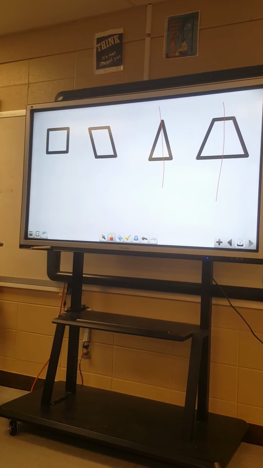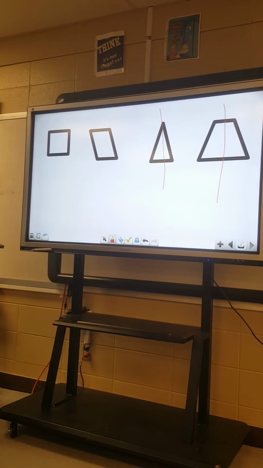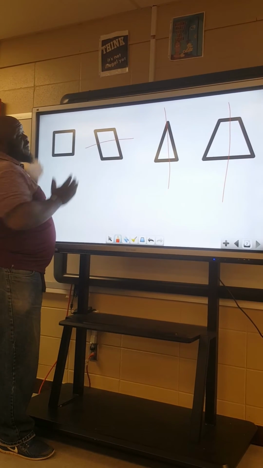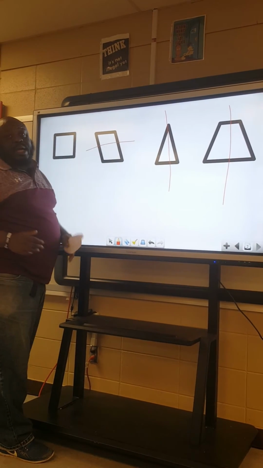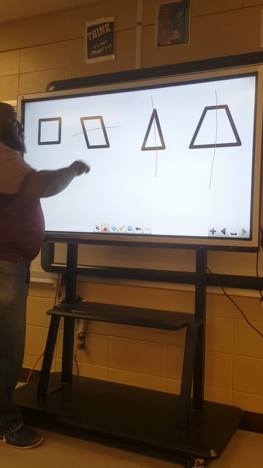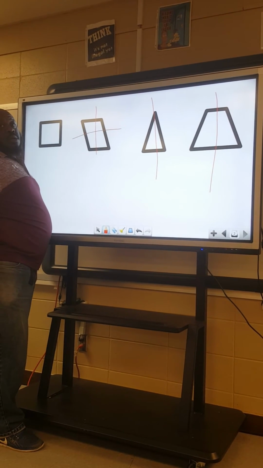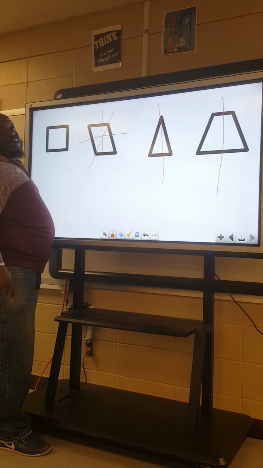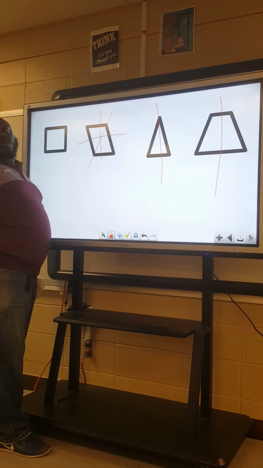All right. Let's see the rhombus, the parallelogram. What if I did this one? If I fold it here, would they be the same? No. What about that one? Yes. No. Here? Yes. All right, who says yes?